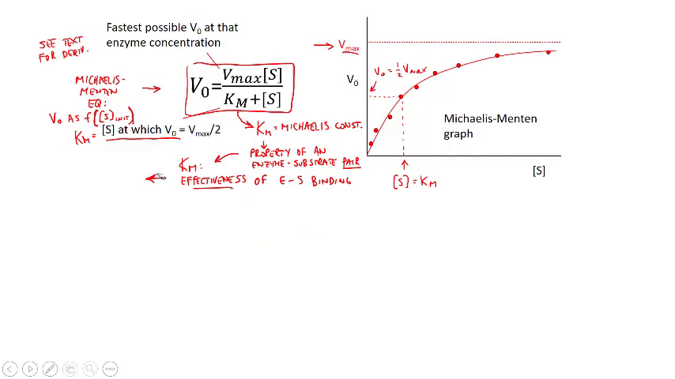And so just like we saw with Kd, you can think of a low Km as being reflective of it only takes a little bit of substrate to get you halfway to Vmax, right? So if your Km is very low, what does that mean? That means that only a little substrate is necessary to get the reaction going fast.